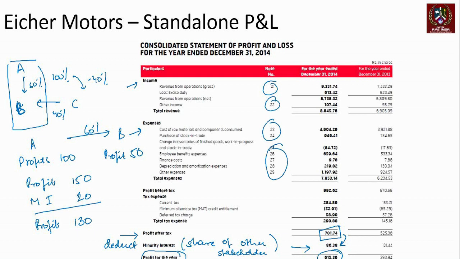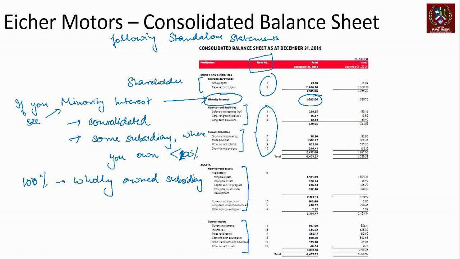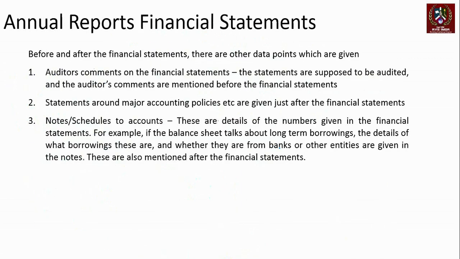What are these note numbers? These are details of each of these line items. Remember we said long-term borrowings or short-term borrowings. You have a small note number 7 in front of short-term borrowings that will tell you where these borrowings have come from. If you look at short-term provisions, there is note number 10 that will tell you what these provisions are. We'll take an example and look at some of those as well.